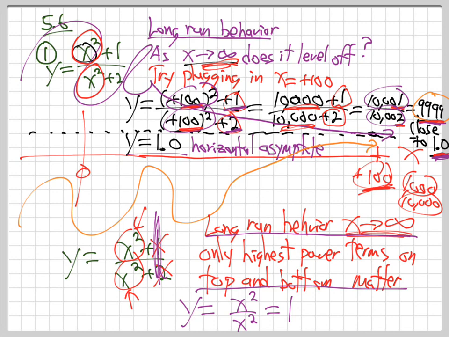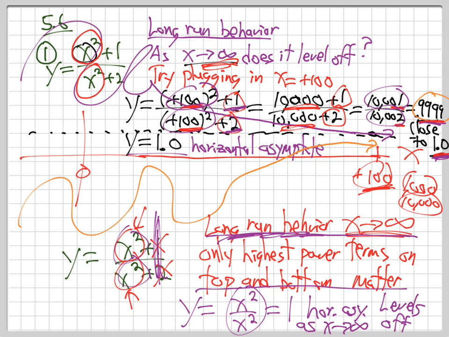So that'll tell you the long-run behavior, the horizontal asymptote, how the graph levels off as x goes to infinity. Just look at the most powerful term on the top, the most powerful term on the bottom, ignore the rest of the stuff, and then reduce this fraction. Same thing over itself, x squared divided by x squared is 1. So the answer is y equals 1.